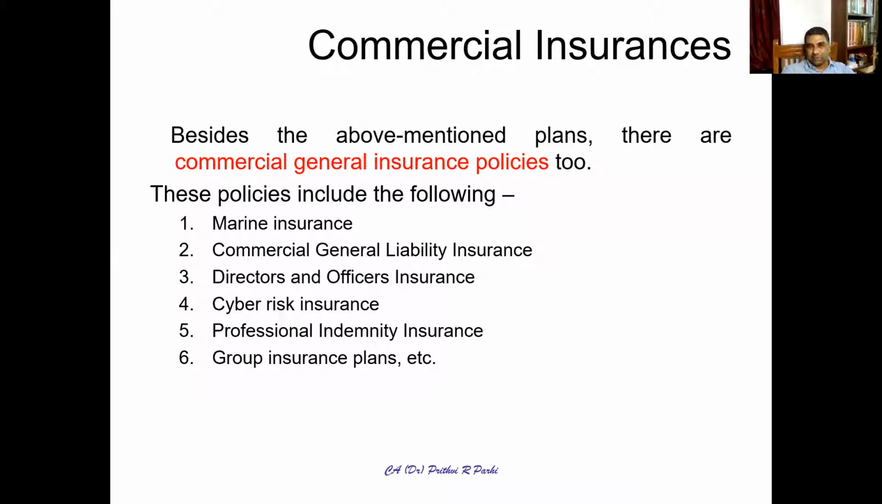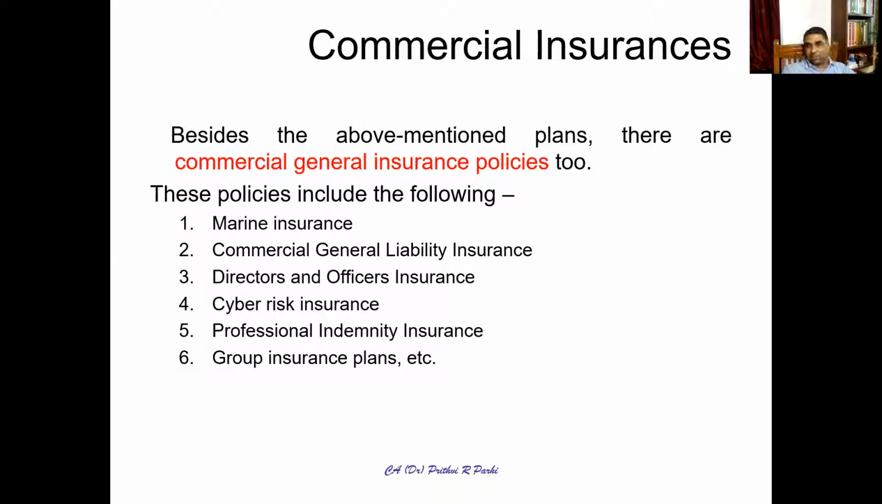Directors and officers insurance. Directors and officers assume various responsibilities of a company or an entity. So there is a possibility of some loss to the company, or they may suffer some loss themselves. They might have given some personal guarantee. In this kind of situation, those losses can be covered by directors and officers insurance. Cyber risk insurance. This is one more risk that can be covered. If, because of cyber attacks or cyber fraud, some loss is suffered, then cyber risk insurance can take care of this.